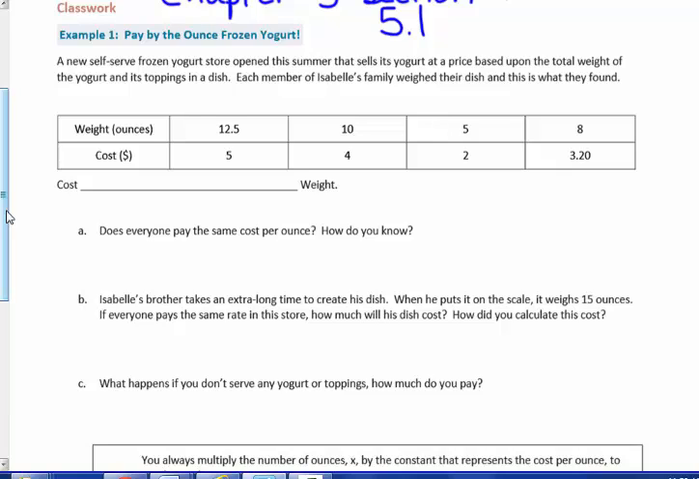A 12.5 ounce yogurt dish costs $5. A 10 ounce dish costs $4. A 5 ounce dish costs $2. An 8 ounce dish costs $3.20. Does everyone pay the same cost per ounce? This is a rate. Does everyone pay the same rate? How do you know? I have to take the cost and divide it by the ounces, cost per ounce.